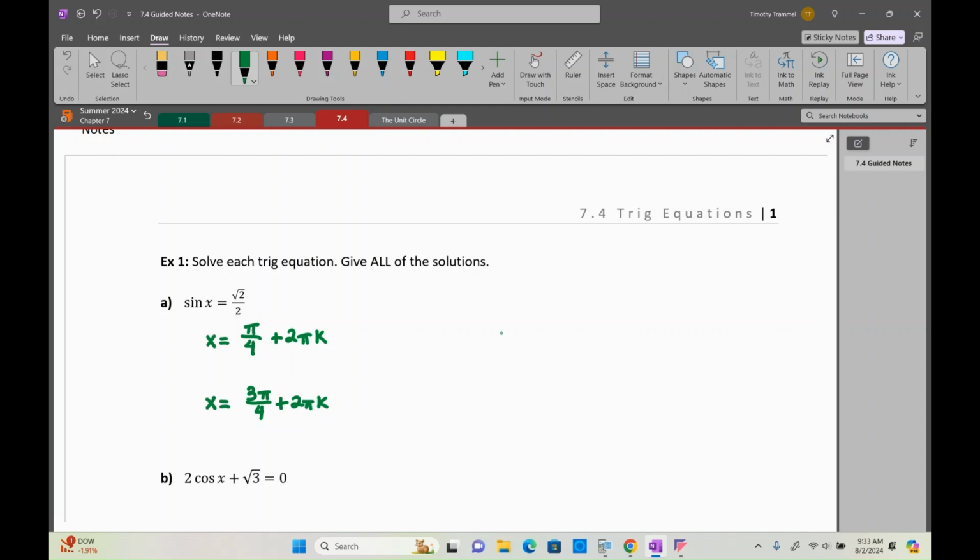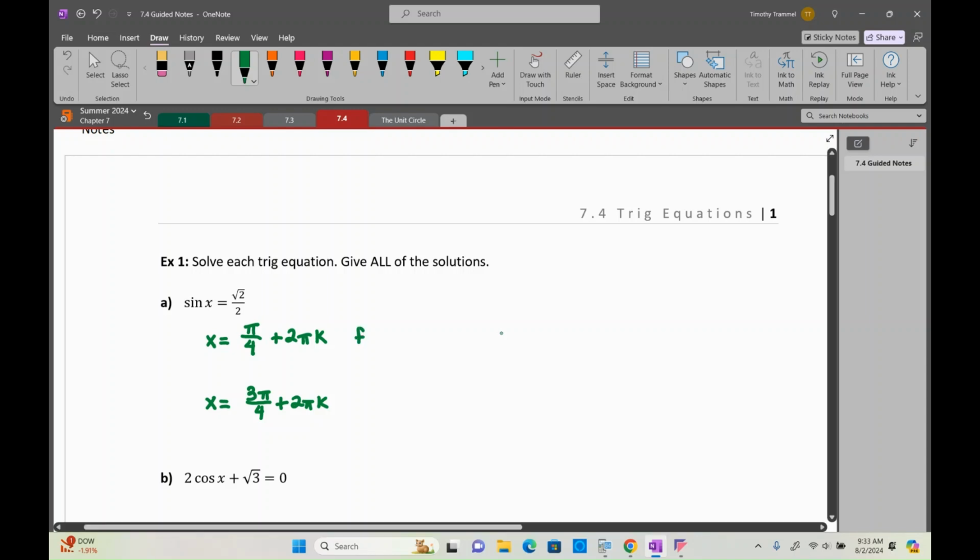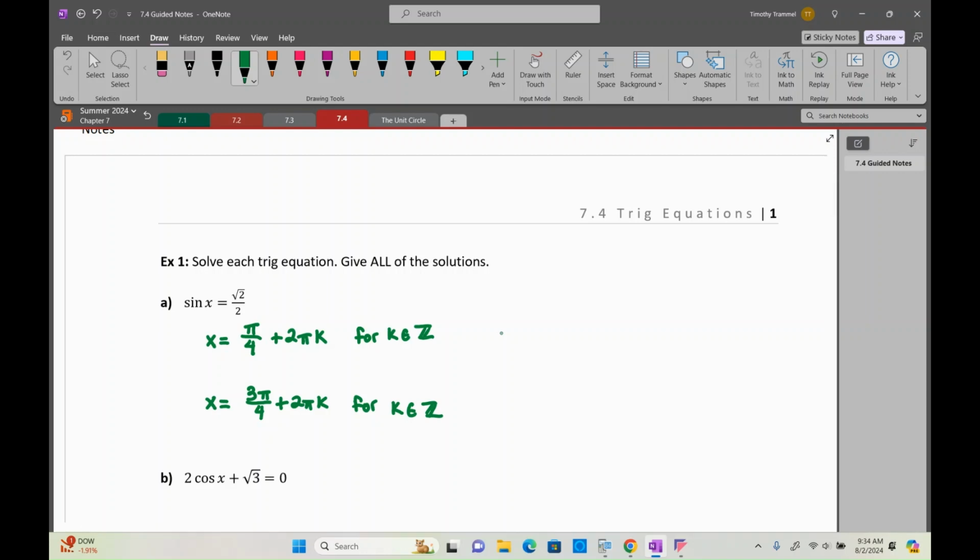Now, I won't make you write this, but this is technically for when k is an integer. And the shorthand for that is you have this kind of sideways looking e thing here, and then the Z here means the integers. But you could write that in words if you wanted to. You could say for k or where k is an integer, or you could write it in this mathematical notation here. But again, I won't actually require you to say that k is an integer. I'll just expect that it is when you write your answer.